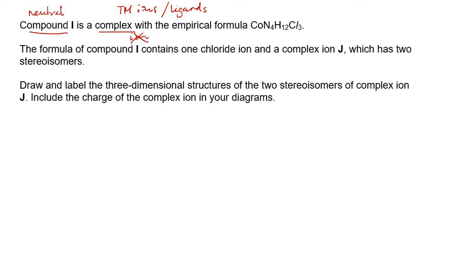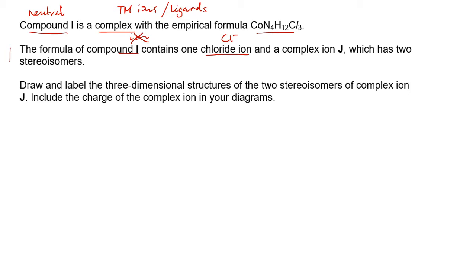Okay, so we've got the empirical formula, and the thing about empirical formulas is that they don't give you any clues as to the structure. They just list out the atoms in their numbers. Moving on to the second paragraph here, we've got the formula of compound I. Again, it uses the word compound, so you're thinking neutral charge. Contains one chloride ion. Now, we're very familiar with chloride ions. We know that they have a 1- charge.